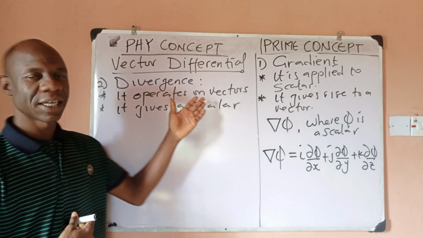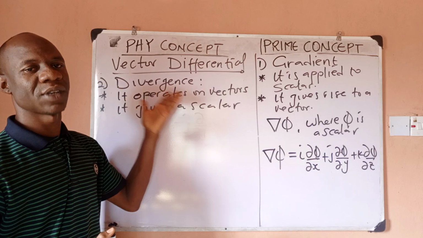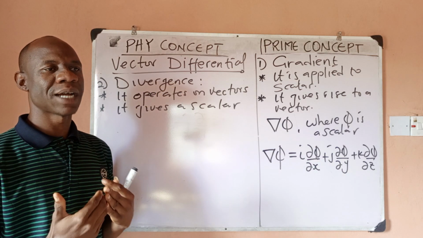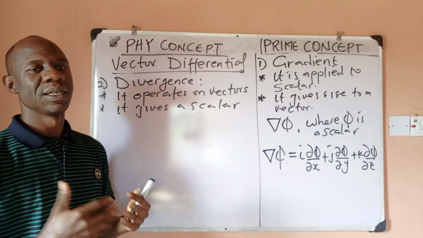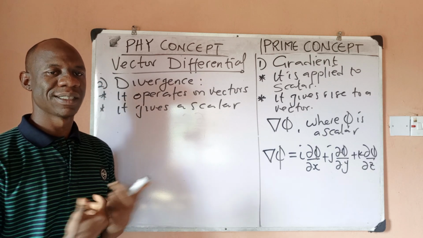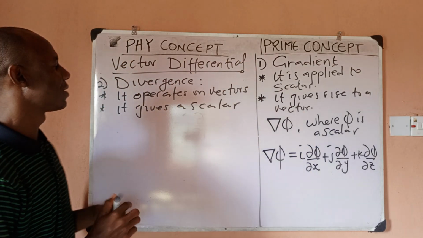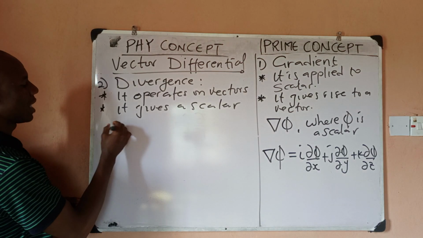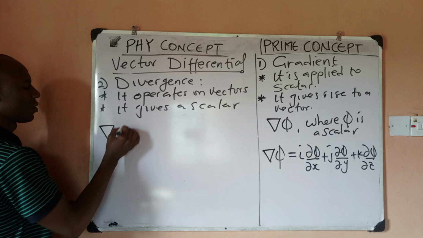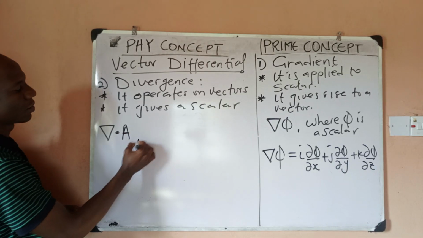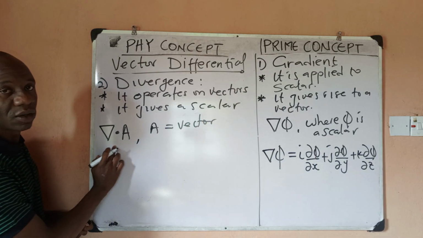So when it operates on vectors, it would give rise to a what? Scalar. So what does divergence actually tell us? Divergence actually describes the rate of flux at a particular point, the rate at which a quantity flows into a point or flows out of that point. That is what divergence gives us. Now, what is the formula for divergence? It is denoted with this symbol. You'd always see del dot A, where A is a vector. So this is the symbol for divergence.